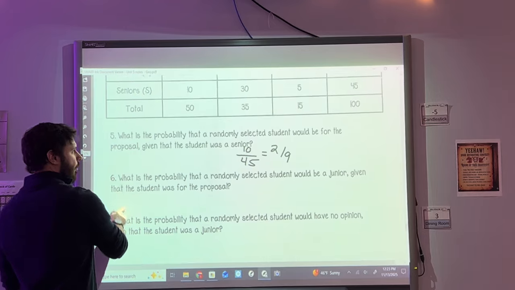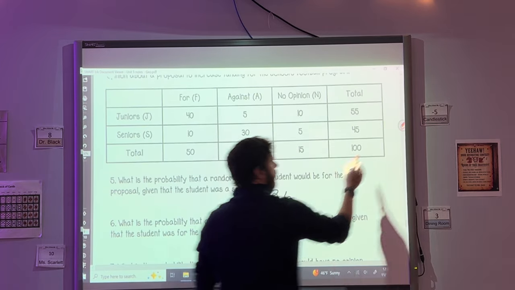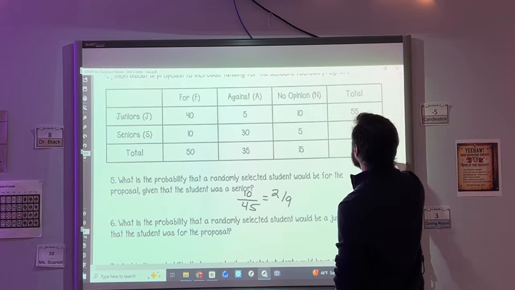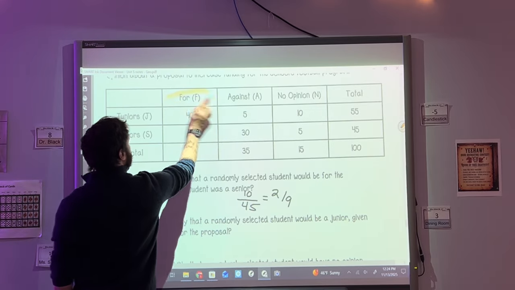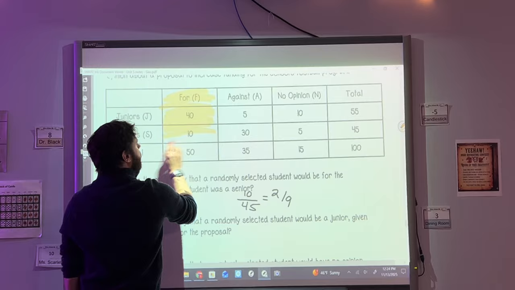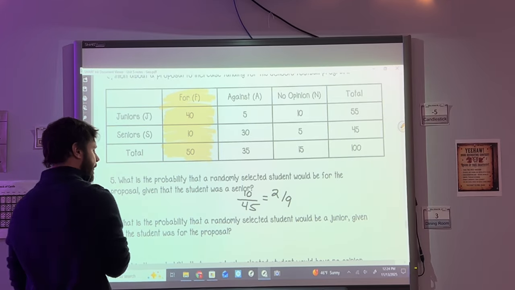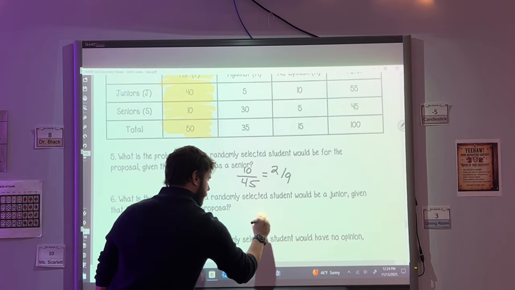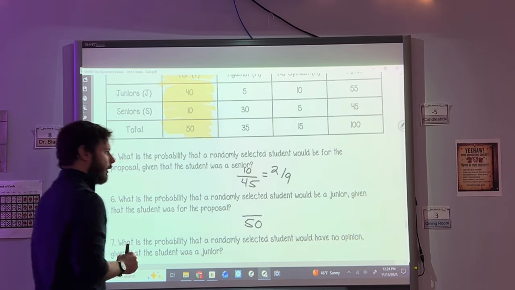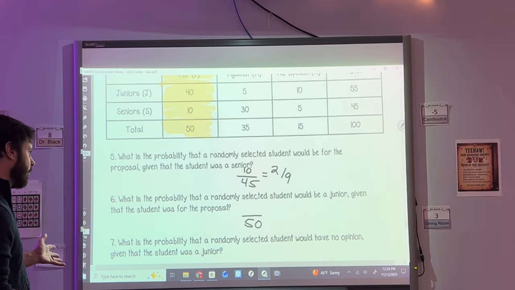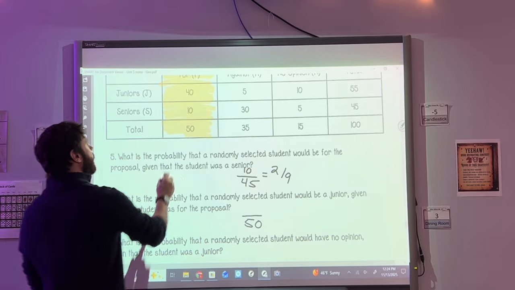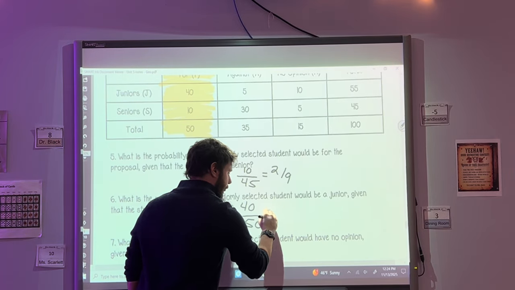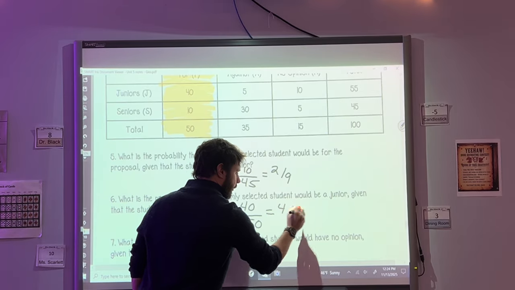Okay. What's the probability a randomly selected student would be a junior given that they were for it? Okay, how many people were for it? For it. Looks like 50 kiddos were for it. And then what did I want? They were juniors? Yeah, of these 50, how many are juniors? 40. Looks like the juniors really wanted to improve.